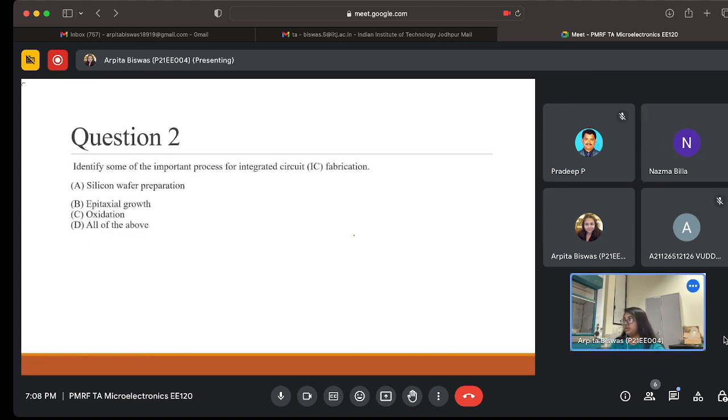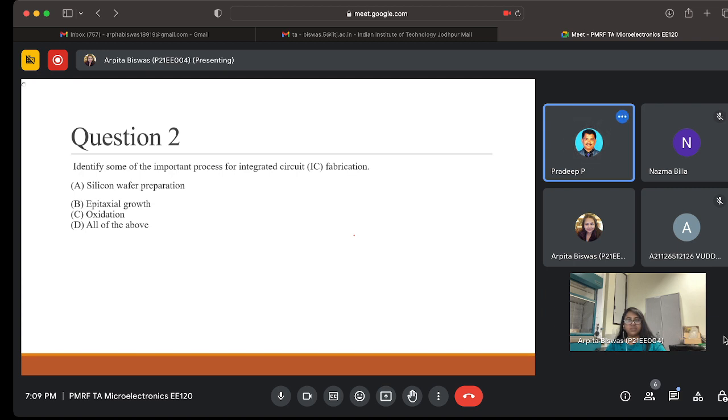So question number 2 is: identify some of the important processes for integrated circuit fabrication. The first option is silicon wafer preparation, the second option is epitaxial growth, the third option is oxidation, and the fourth option is all of the above. All of the above, madam. Okay. Can you explain a little bit about the wafer preparation or the growth or oxidation? Yes, madam. Generally, a silicon ingot will be taken and sliced to get the wafer, on which we go one by one through the methods: chemical deposition, diffusion, and the final methodology is metallization to get the MOSFET.